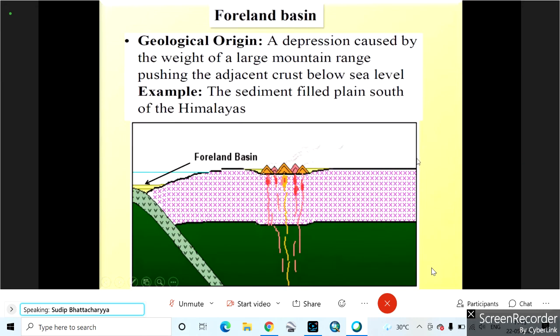And the next one is a foreland basin. Already I discussed it, but just see this: the foreland is nothing but what we are seeing as the sediment-filled plain south of the Himalayas, just south of the Himalayas.